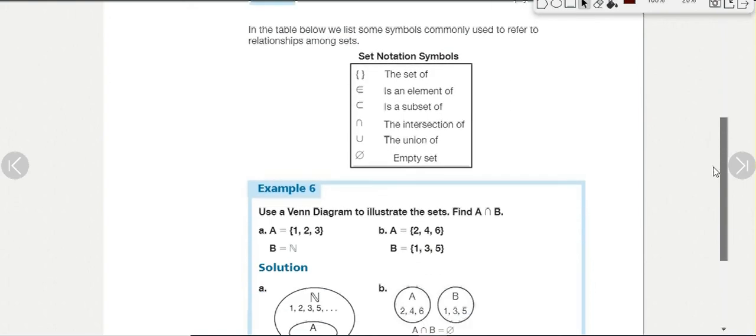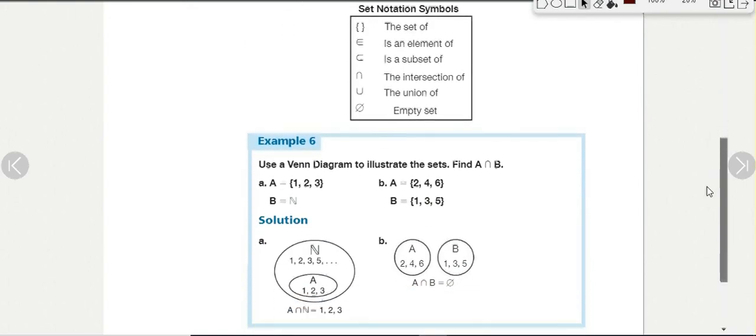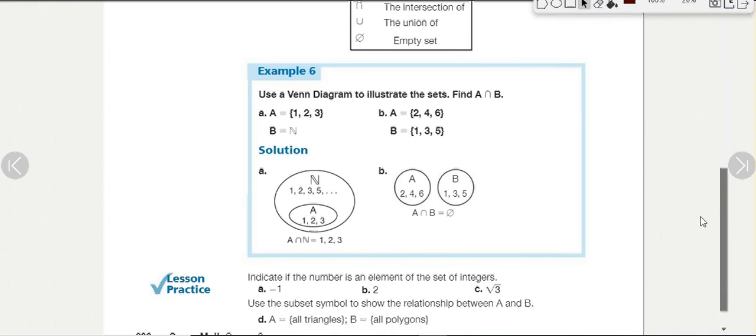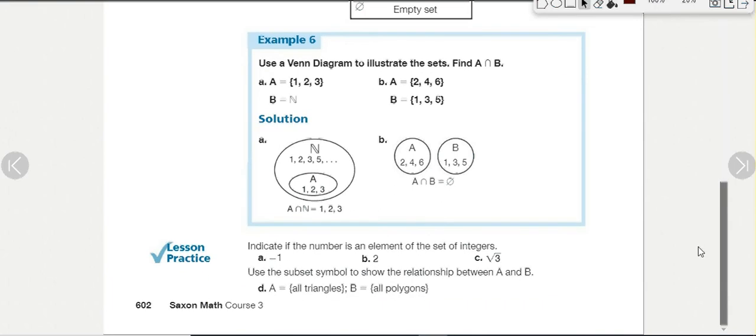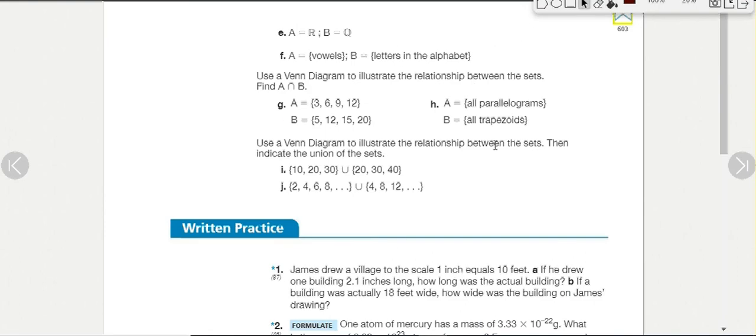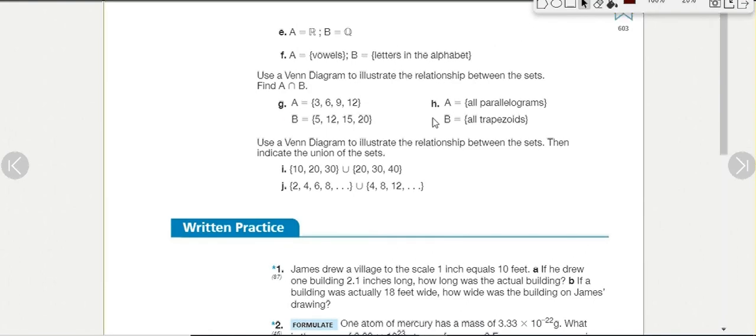I love that they give us a table to review everything we just learned. You can use Venn diagrams to show what we just talked about. Let's do B, D, G, and H.